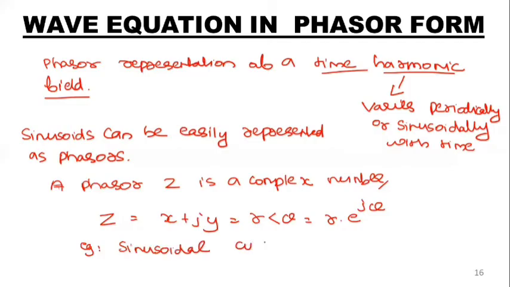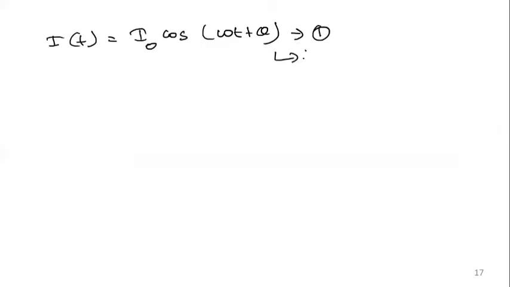We will consider a sinusoidal current, and that sinusoidal current will be varying with respect to time, right? So I of t will be equal to I naught cos omega t plus theta. That is equation 1. This is actually the instantaneous current value. I think you might have studied instantaneous value in basic electrical. So this is the instantaneous form.